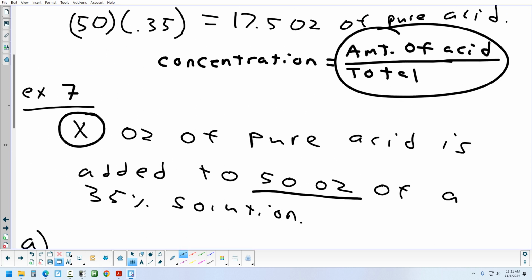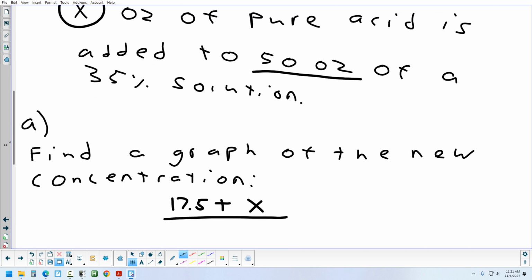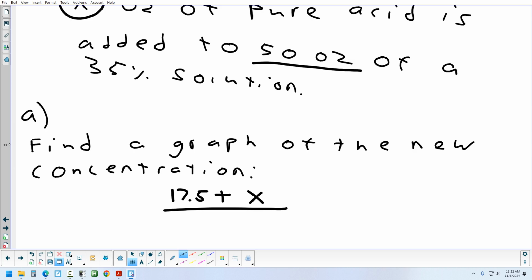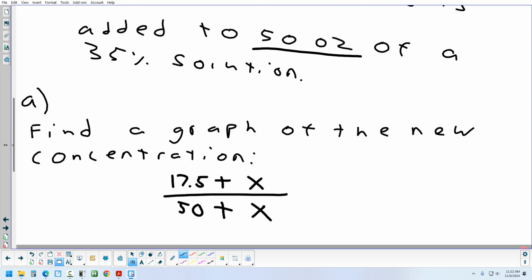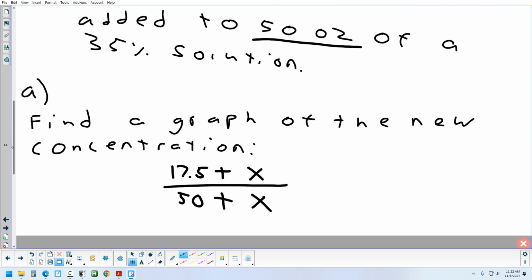Now the bottom is the total. How much liquid did we start with in the mixture? 50 ounces. We started with 50 ounces. And how much liquid did we add to that? X. We don't know how much we add. X ounces of pure acid is added. That's the amount we're adding. And that is our new concentration.